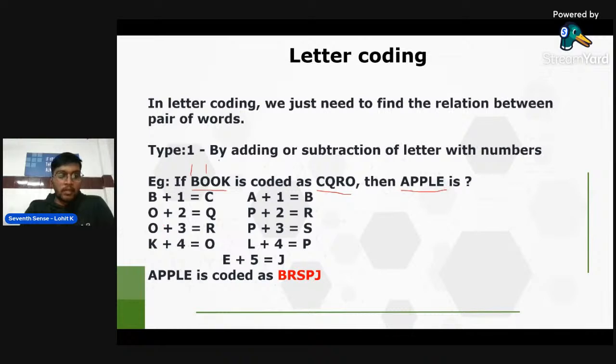Again, O: if you are doing plus 3, you are going to get R. K plus 4, you're going to get O here. So this is the pattern they're following here, that is 1, 2, 3, and 4. And you have to do the same thing, means copy paste the same thing on the next one, that is your Apple. So for Apple, A plus 1 is how much? B. P plus 2, R. P plus 3, S. L plus 4, P. E plus 5, J. So what is the answer you got here? You got the answer as BRSPJ.